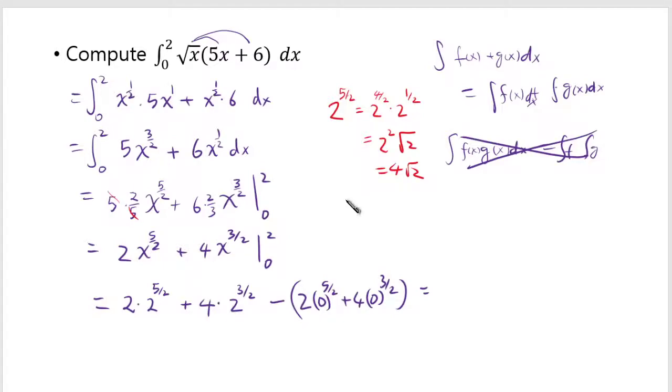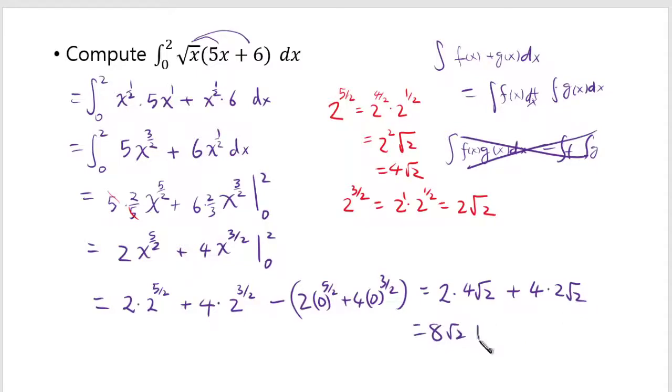On the other hand, you have 2 to the 3 over 2. You can do the same thing. This is 2 to the first power times 2 to the 1/2 power, which is 2 times radical 2. Okay, so using those, we will simplify the answer. The first one is 2 times 4 radical 2 plus 4 times, the second was 2 radical 2. Oh, okay, so they both give you 8 radical 2 plus 8 radical 2, adding them.